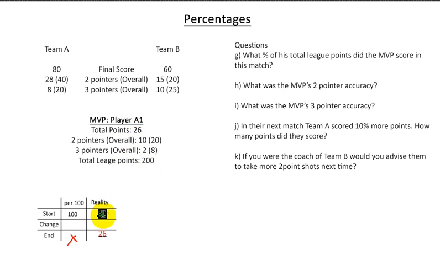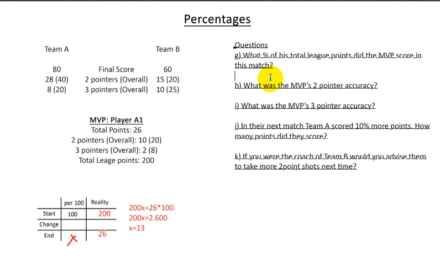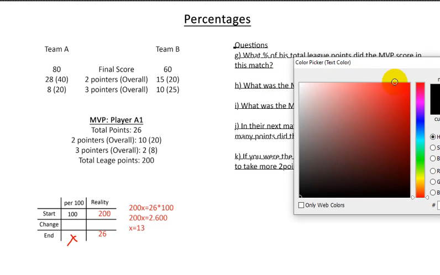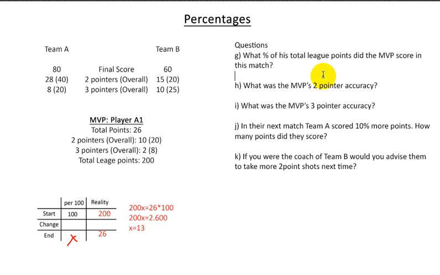To find that, we're going to put 200 here and 26 there. And we solve that by doing 200x is equal to 26 times 100. So 200x needs to be equal to 2,600. And if we do this division, we get that x is equal to 13. So he scored 13% of his points in this match.